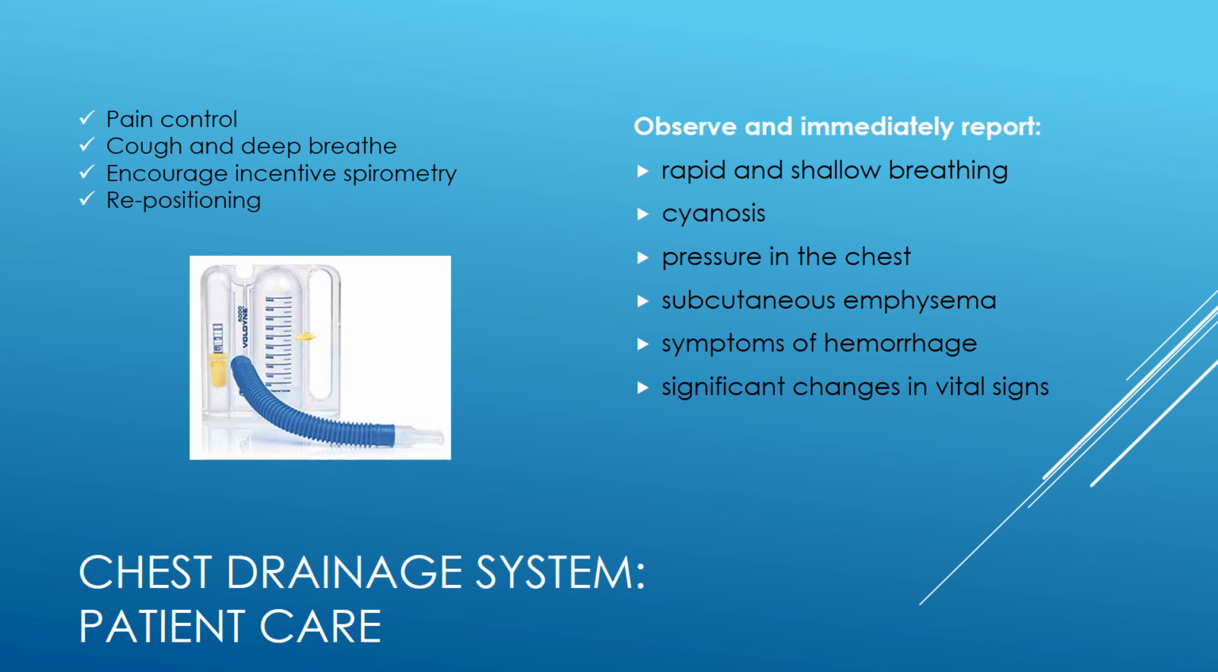And observe and immediately report any problems that could occur with the patient. So if you notice a change in their breathing pattern, if they're becoming more rapid or tachypneic, that could indicate that there's a problem. Maybe they're developing tension. Maybe the chest tube's not working adequately. So that's something that you want to pay attention to. Cyanosis would obviously be something that is a big problem. That would indicate that someone is hypoxic. Remember, that's a late sign of hypoxia. So if someone is hypoxic, something's happening there. We need to let a physician know, the licensed practitioner, that something is happening, that there's a change. Pressure in the chest.